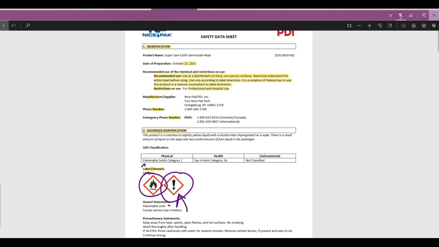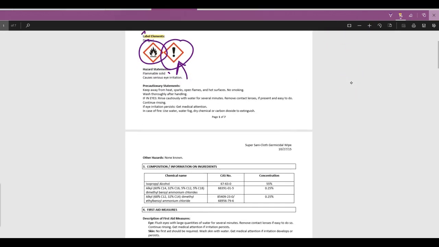And then scrolling down to the third section, oops, sorry, back up to the second section. Just want to point out here also the precautionary statements. Keep away from heat, sparks, open flames, hot surfaces. Don't smoke around them while you're using them. You shouldn't be smoking in any place where you would be using them anyway, but just in case. And that is because they are flammable.